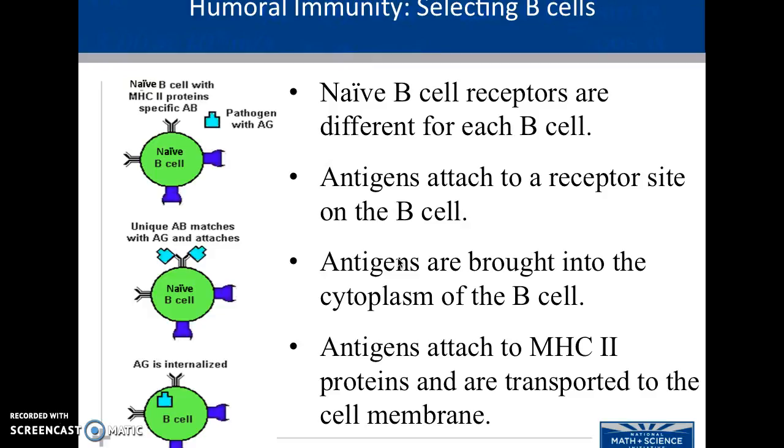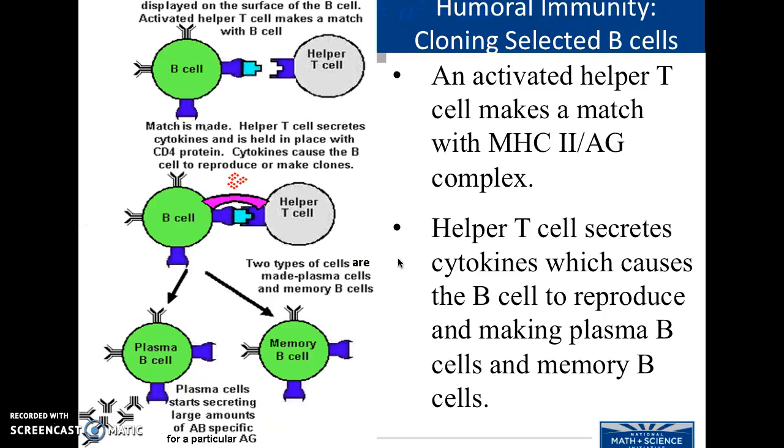So naive B cells that are not predisposed to do anything yet have receptors that are different for each B cell. When the antigens attach to the receptor site of the B cell, the antigens are brought into the cytoplasm of the B cell. The antigens attached to the MHC2 proteins are transported to the cell membrane. So the antigens are internalized, and then they are attached to the MHC2 proteins, the superficial proteins.